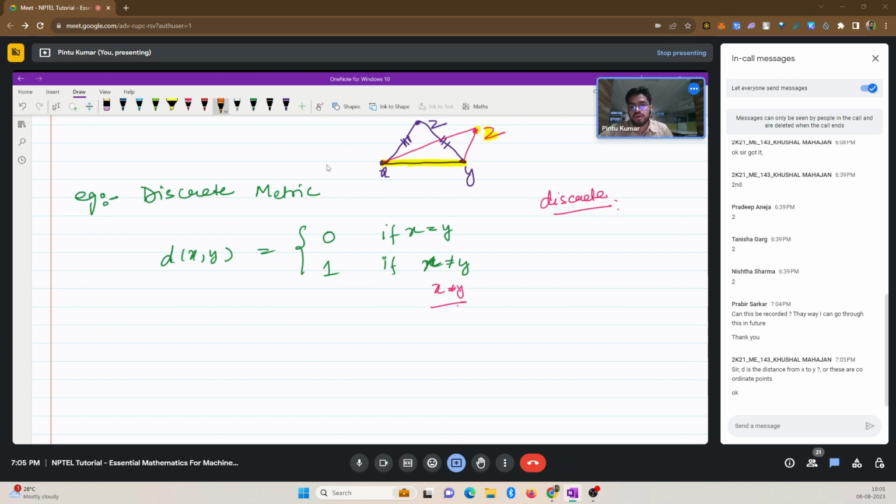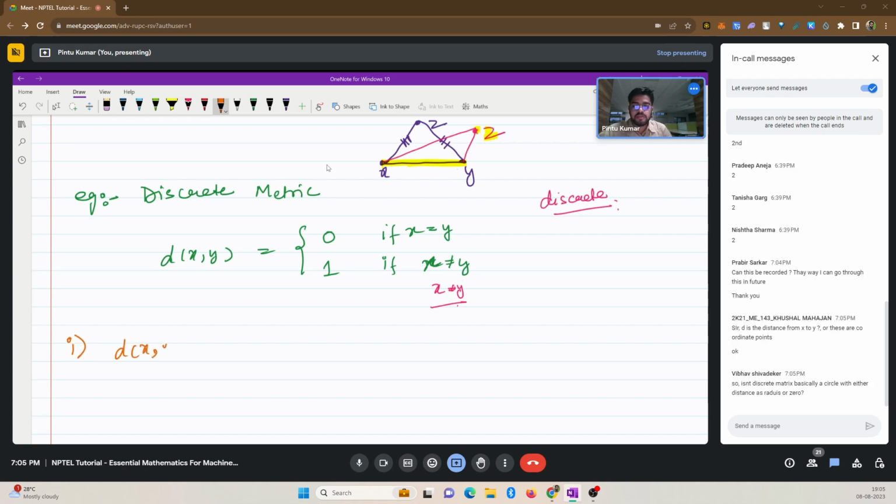Now let's see what the first property was. The first property was that d of x and y must always be greater than or equal to 0. Is this satisfied over here? Yes, this is always greater than or equal to 0. And when is it equal to 0? If and only if x is equal to y. So that property is also satisfied over here.